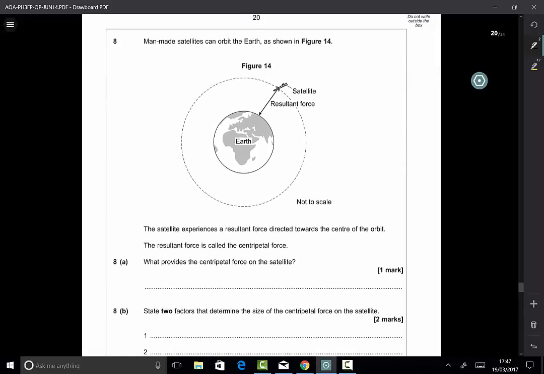Okay, man-made satellites can orbit the Earth as shown in figure 14. A satellite experiences a resultant force directed towards the centre of the orbit. This is called the centripetal force. What provides the centripetal force? Gravity.